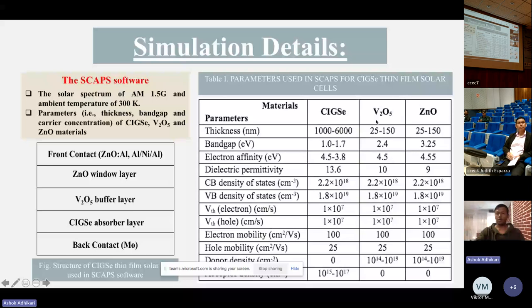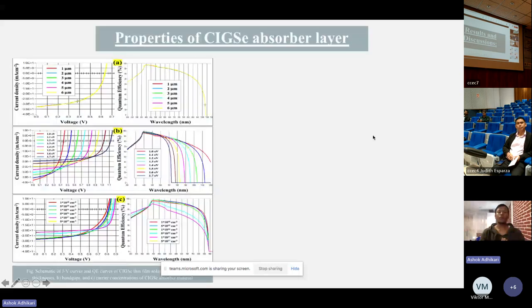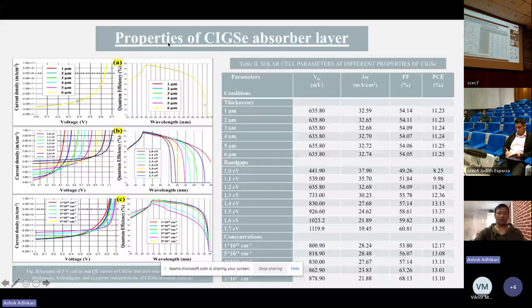So in the results and discussion sections, first we have checked the different properties of CIGS. Since the CIGS material's band gap can be varied from 1.0 to 1.7, we also include the band gap in these sections. Initially, in figure A, you can notice that we have varied the thickness of the CIGS absorber layer from 1 to 6 micrometer.